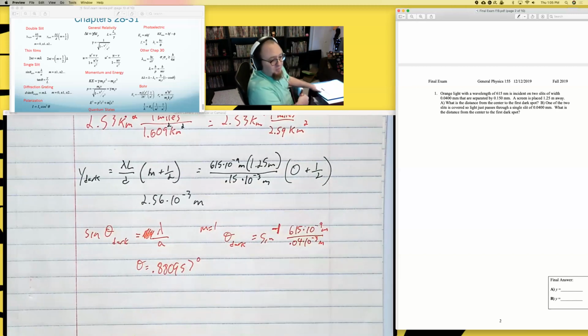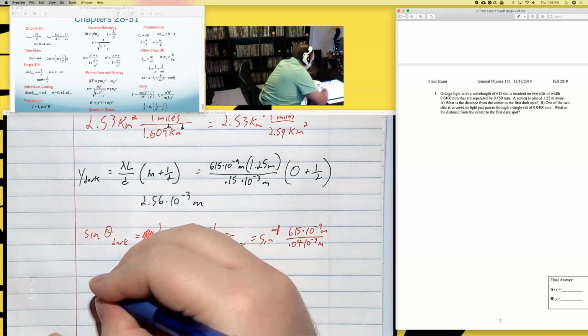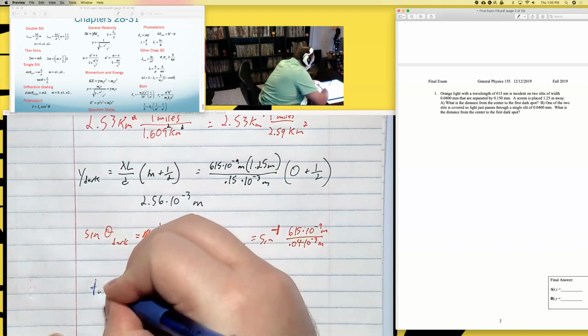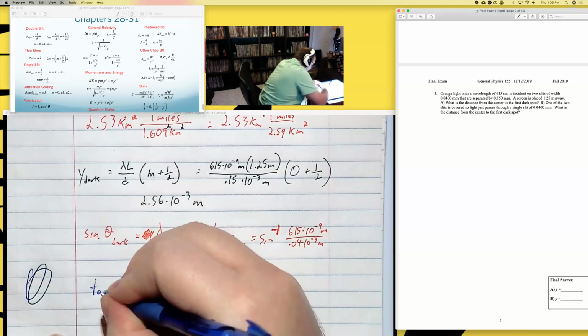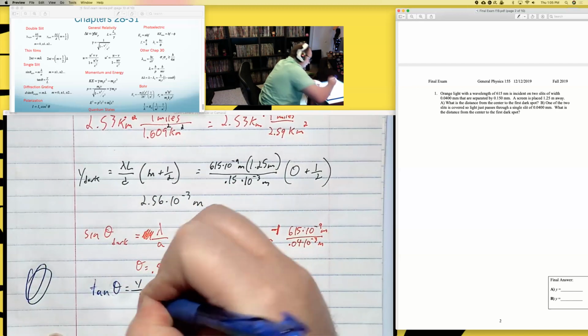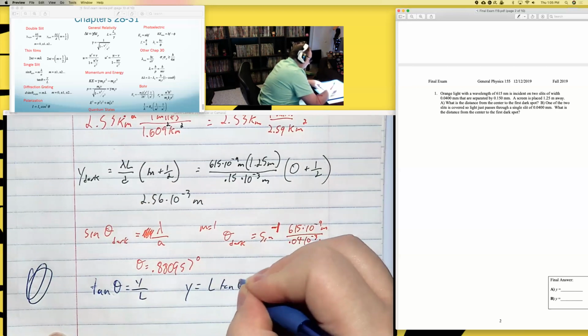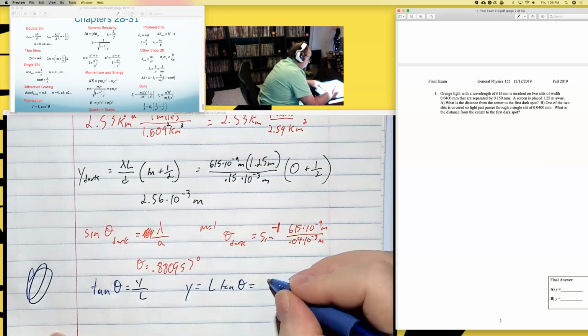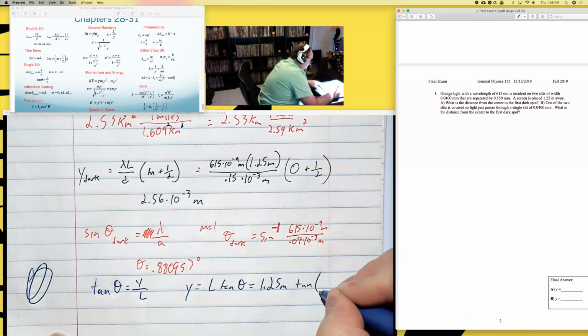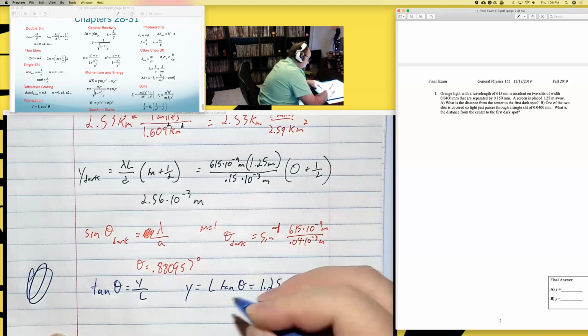The thing is, I don't care what the angle is. I said, where is that spot? And for that, we're going to use the fact that tangent of theta equals y over L. That means y equals L tangent of theta. Now let's use the same number as before, 1.25 meters times the tangent of 0.880957 degrees.